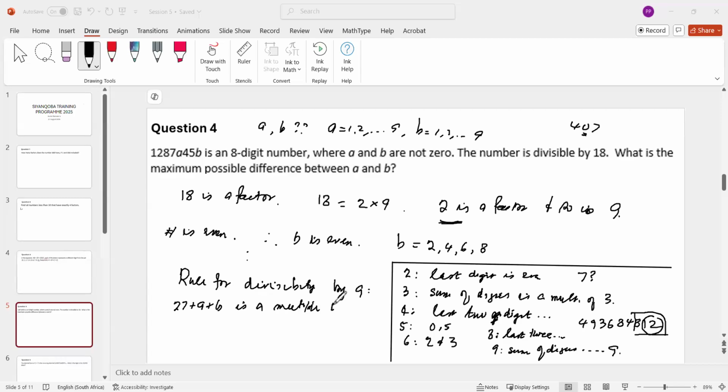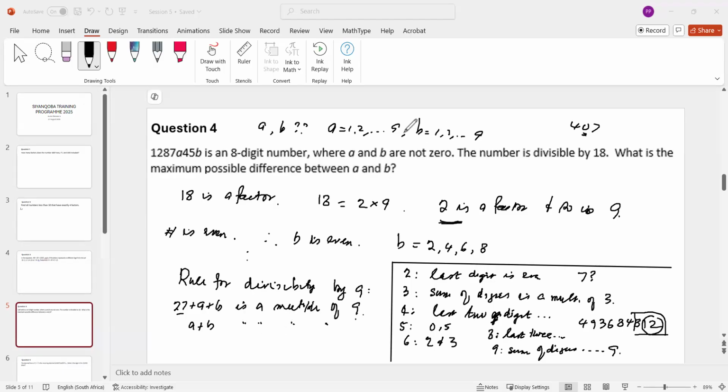I use the words divisible and multiple interchangeably. You say that 9 is a multiple of 3, or 9 is divisible by 3. It means the same thing, right? So this is a multiple of 9. Now 27 is already a multiple of 9, right? So when you're adding A plus B and the total is a multiple of 9, it means that A plus B is a multiple of 9.